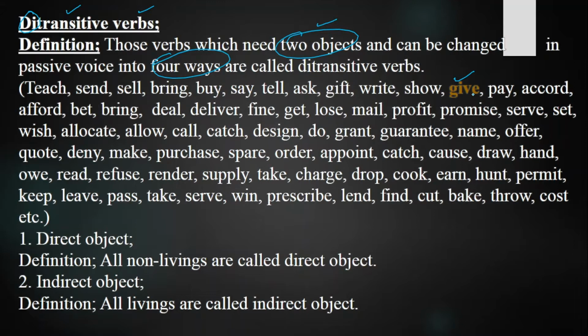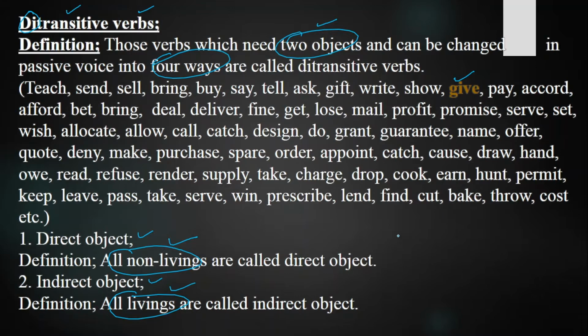It needs two objects. This should be in your mind: one direct object and one indirect object. Why do they need two objects? Because without two objects they will not be able to give a complete sense, or sometimes they may give us a wrong sense. They need one direct object and one indirect object. Direct object means all non-livings and indirect object means all livings. Now why do they need one living and one non-living object?